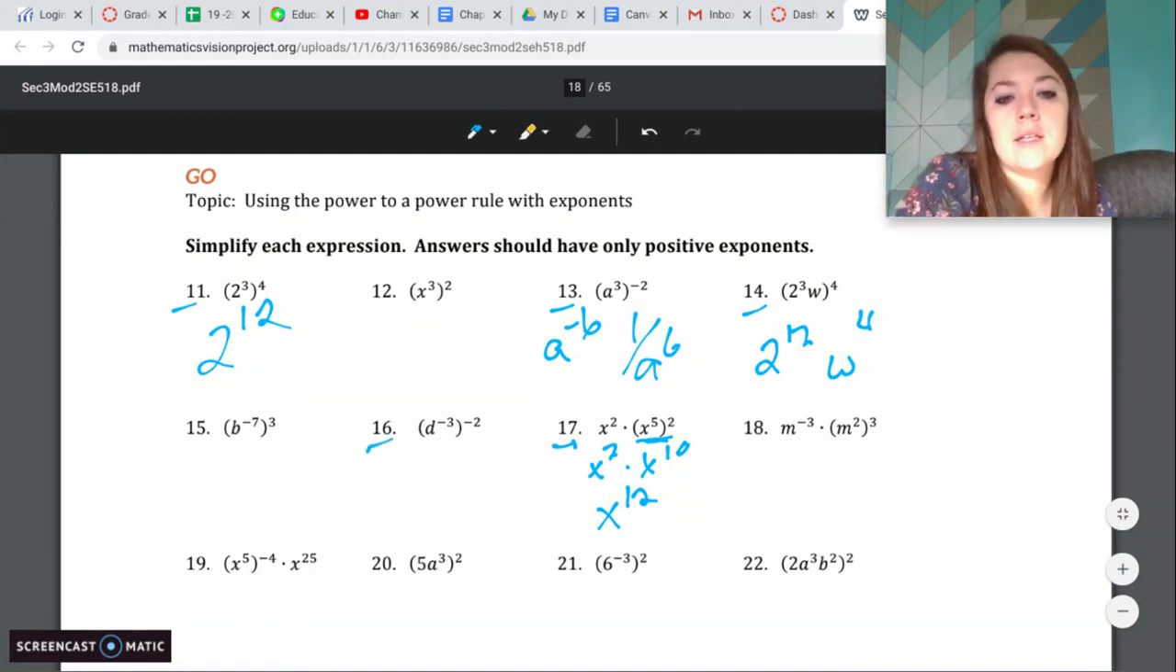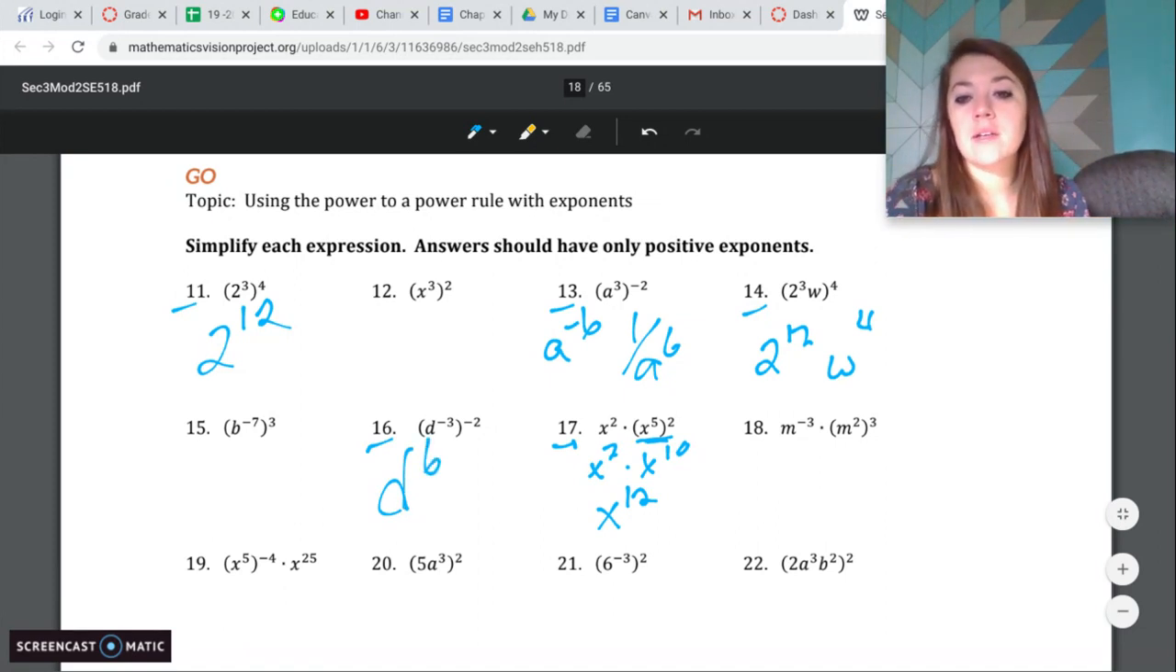On 16, d to the -3rd to the -2nd, -3 times -2 is +6. Oh, some of these, it'll cancel out that variable for you. Okay. All right, so that's what you're doing on there.